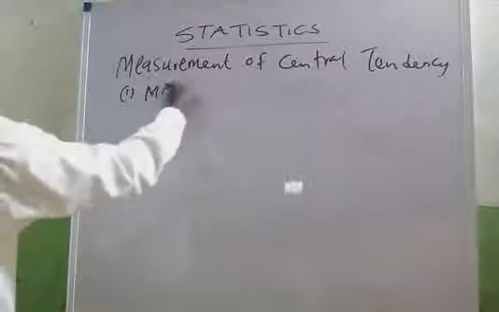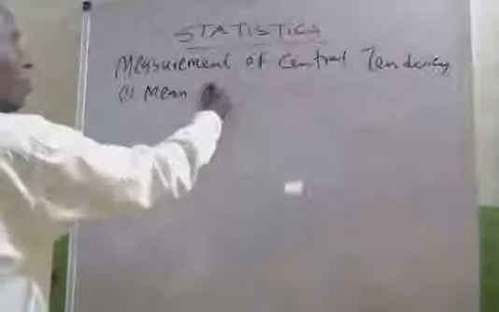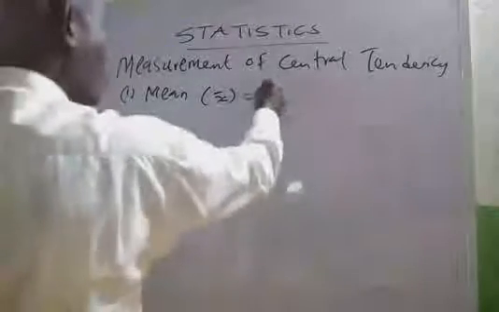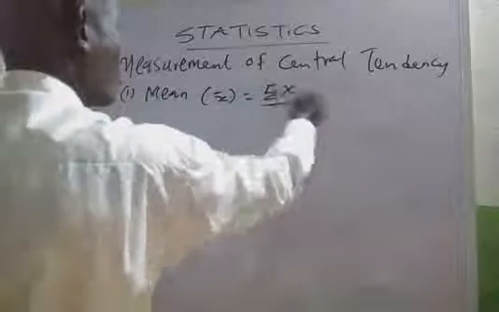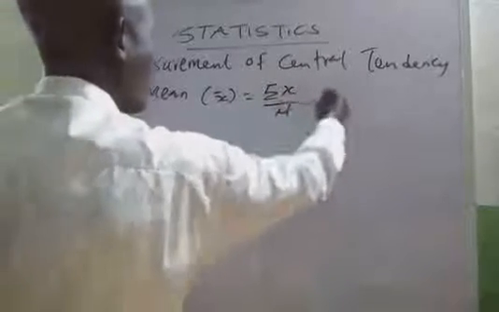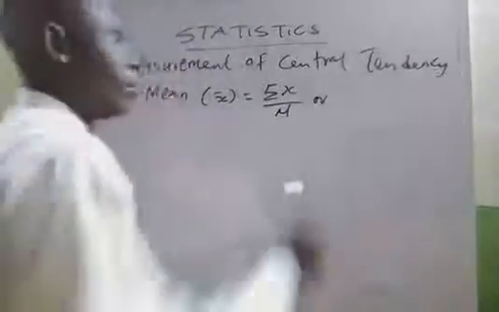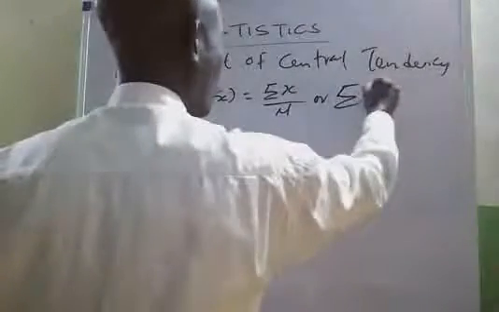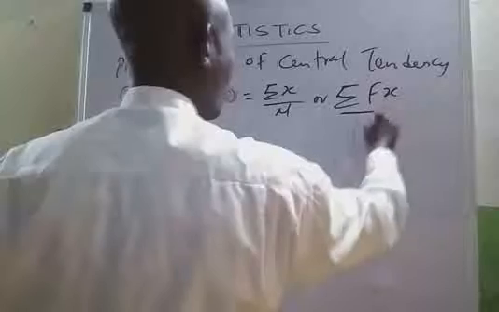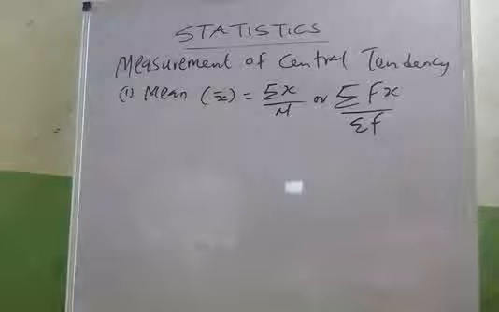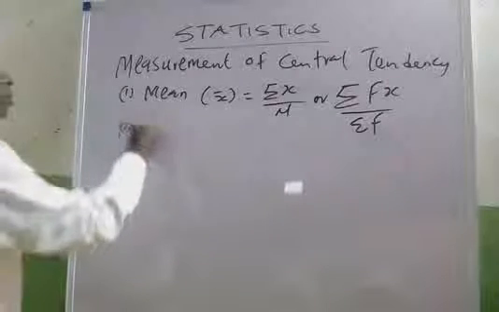One, the mean. The mean is represented by x-bar, and it's given as the sum of x over n, or for larger data, the summation of fx over the summation of f. That is the mean. Then we have the median. Number two, the median.